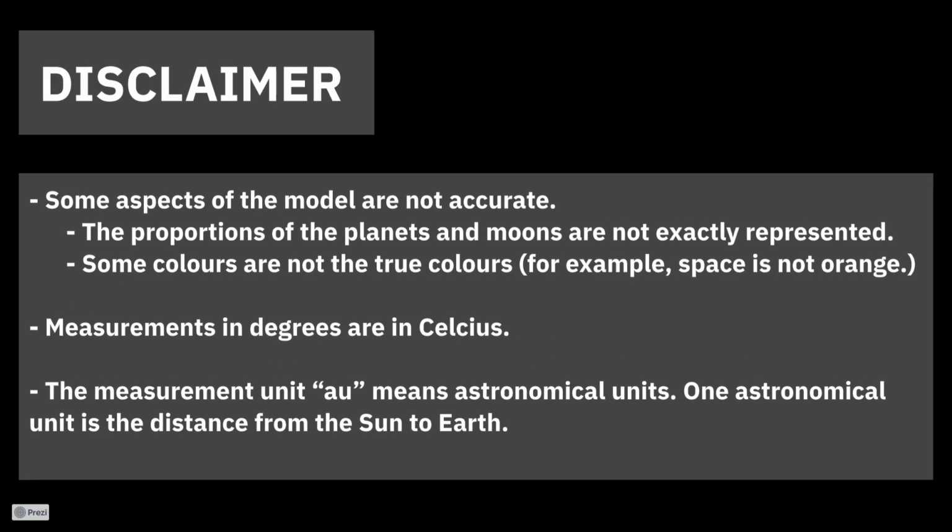As a quick disclaimer before we start, I wanted to note that some aspects of the model are not 100% accurate. For example, the ratio and proportions of the planets and moons are not properly represented. The measurements in degrees are in Celsius, and the distances are in kilometers. Lastly, the measurement marked as AU means astronomical unit. 1 astronomical unit is the distance from Earth to the Sun.